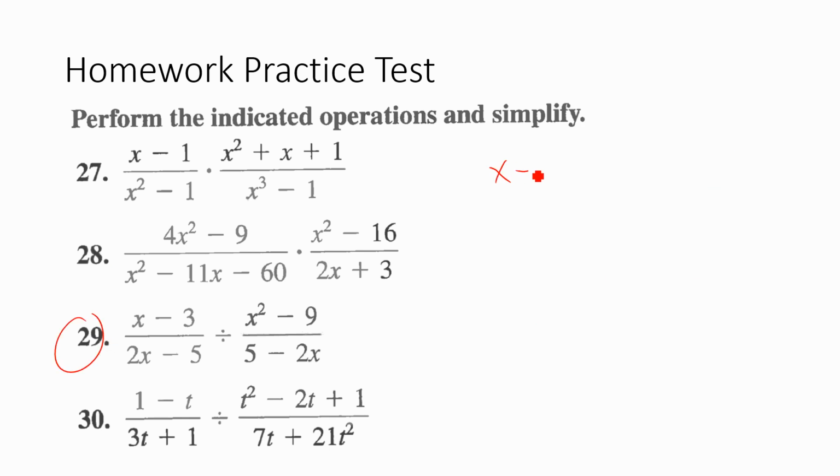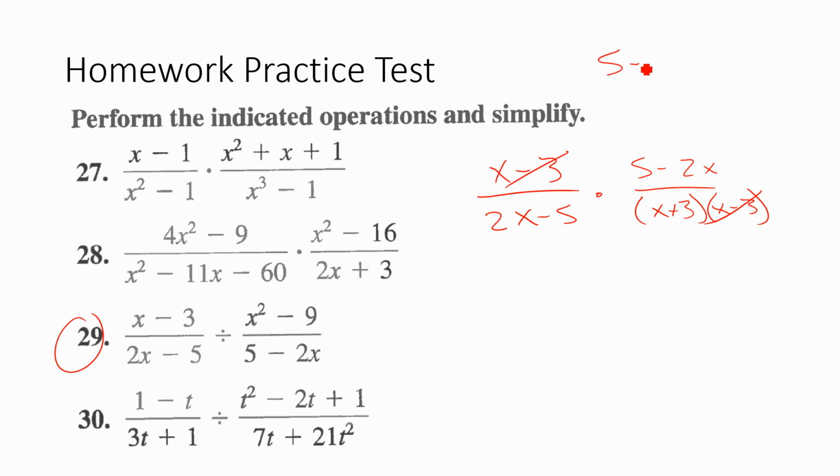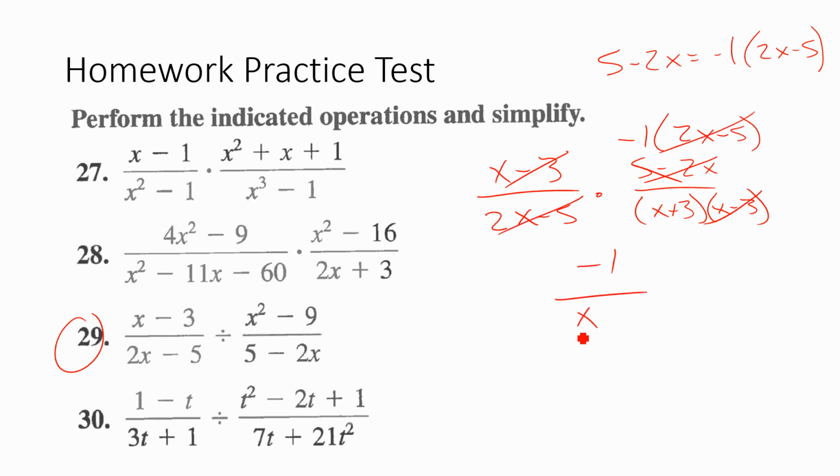Number 29, x minus 3 over 2x minus 5 times 5 minus 2x over x plus 3, x minus 3. Cancel, cancel. 5 minus 2x is equal to negative 1 times 2x minus 5. Okay? We didn't go over that. That would be extra credit level, but we could rewrite it as negative 1 times 2x minus 5. Cancel, cancel. We're left with negative 1 over x plus 3.